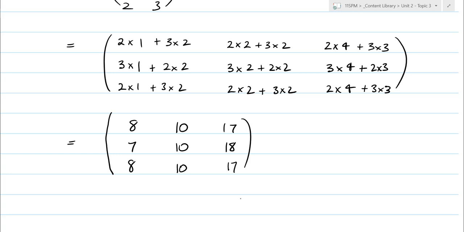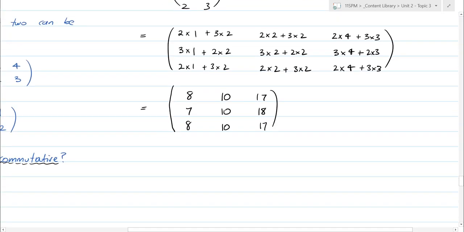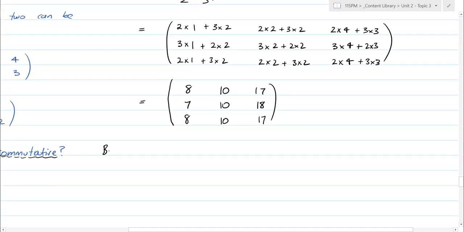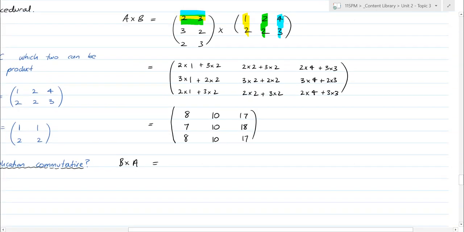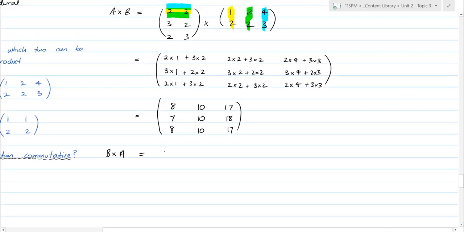Does anyone have a guess? If I'm going to do B times A, does anyone want to change their original vote? Yes. No, because of the column. So don't do that, please. So do you want to say that it is true now? Yeah. Okay. Anybody else? I'm going to swap A and B around on here.